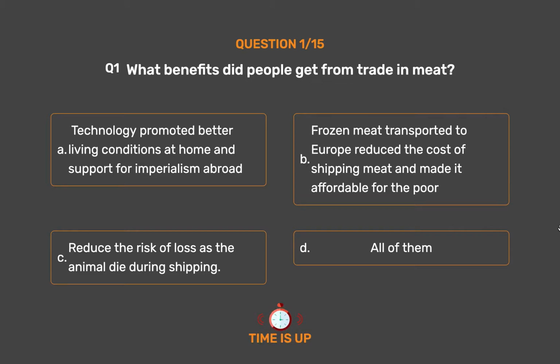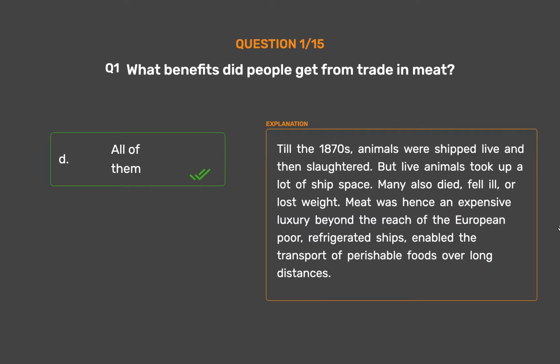The correct answer is Option D. All of them. Till the 1870s, animals were shipped live and then slaughtered. But live animals took up a lot of ship space. Many also died, fell ill, or lost weight. Meat was hence an expensive luxury beyond the reach of the European poor. Refrigerated ships enabled the transport of perishable foods over long distances.